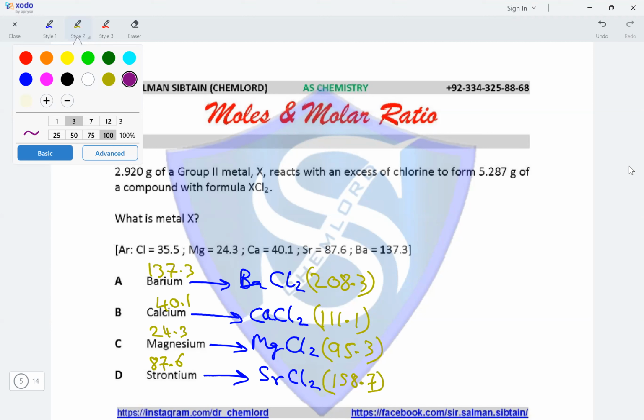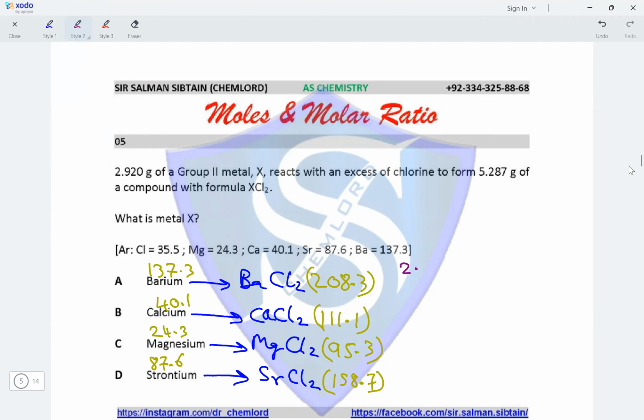So for barium, the calculation would be 2.920 divided by 137.3 into 208.3, because this would be the mass that is used upon the AR of barium multiplied by the MR of barium chloride to get the mass of barium chloride produced. So this gives us 4.43 grams, which makes barium incorrect.